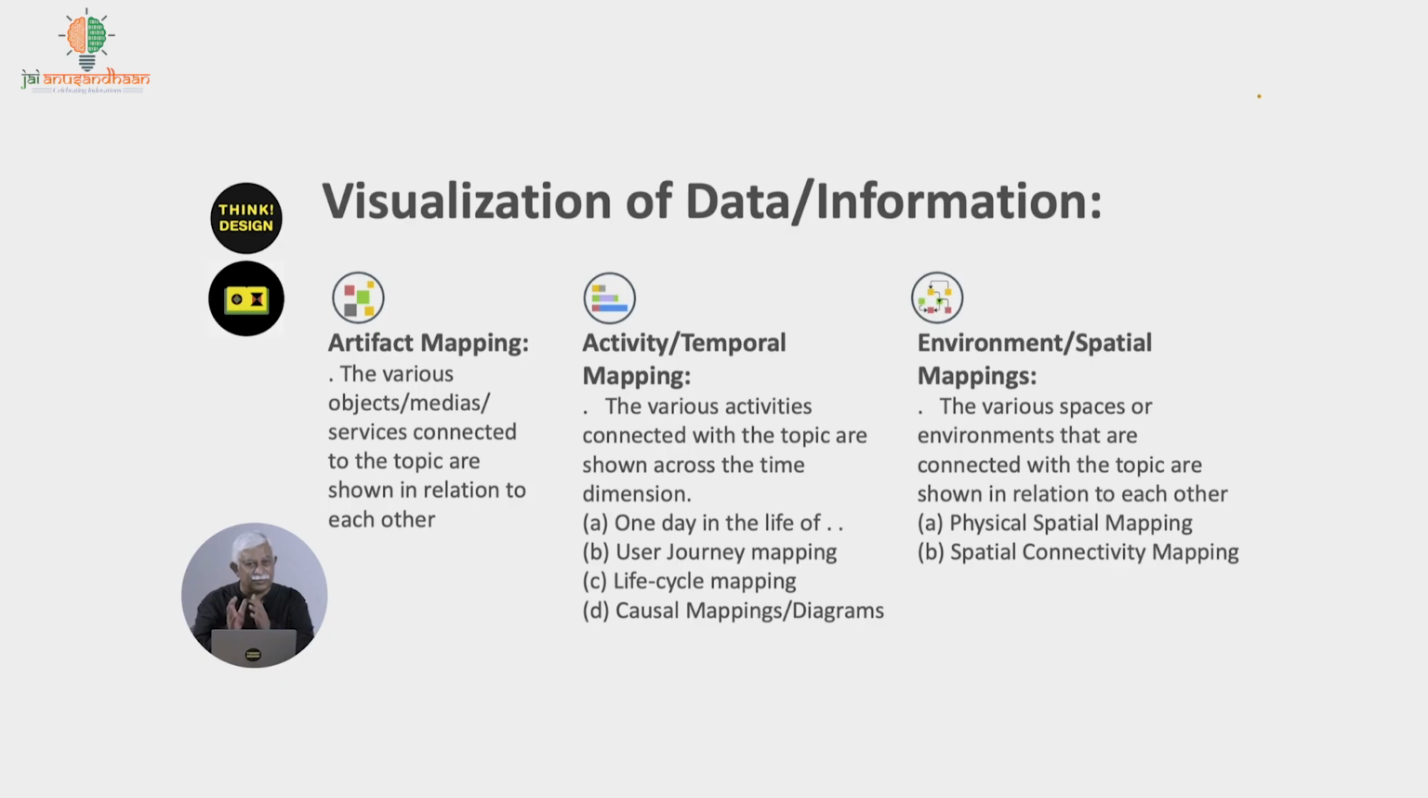Activity mapping is also called temporal mapping because activity happens over a period of time, so it's shown across a period of time. It could be one day in the life of your user or a product. You can also do user journey mappings. You can do life cycle mapping of a product or a service: what is its starting point, and how does it come back to the starting point. There are also causal mappings, that means how you can build interdependencies within the different variables of your topic. So these are activity mappings.